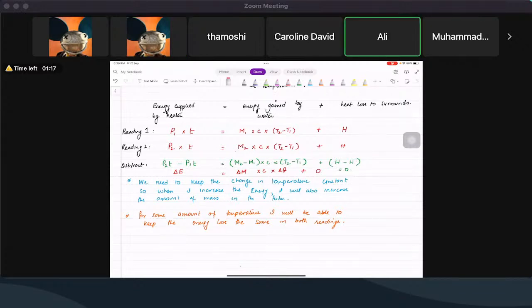Excuse me, sir. Yes. So the difference between the heat losses is zero. Yes. So they are the same. Yes, and they will be the same if the temperature change is the same in both the equations, right?